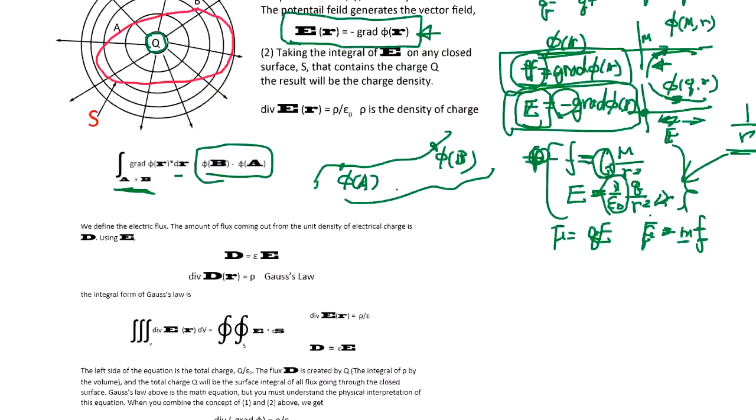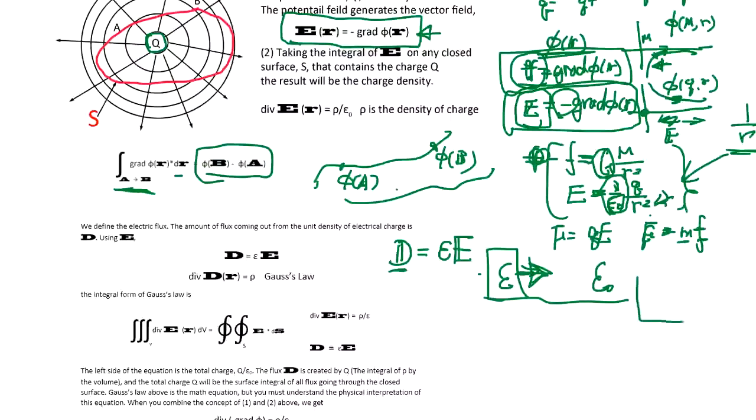And now we define the flux. This flux is unique. We didn't have this kind in the gravity field, and it comes out later. Flux is defined as epsilon E, and epsilon is not epsilon 0 here. It's affected by the medium, the material the electric field goes through.